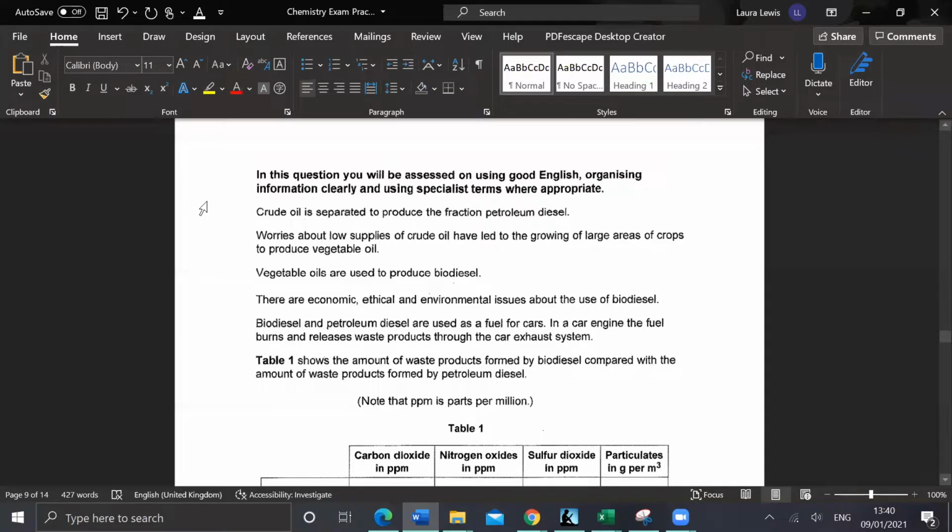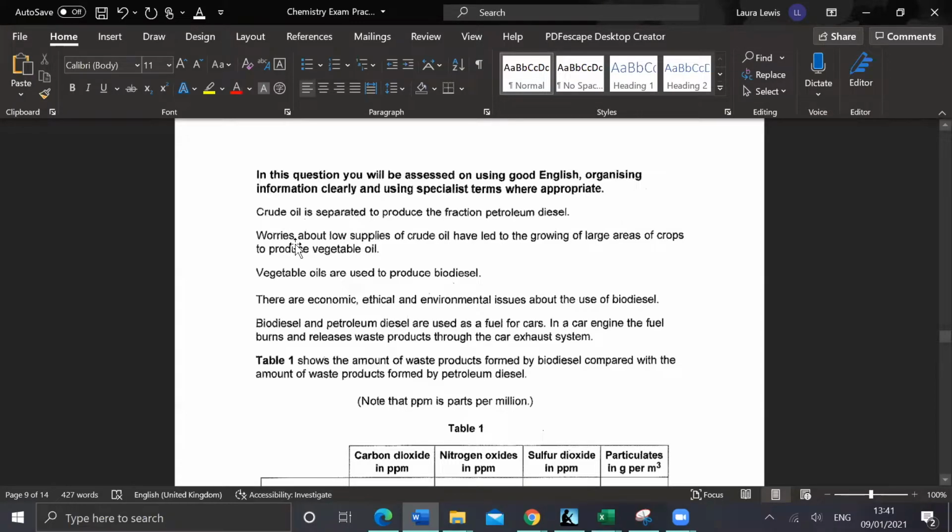So it says in this question again, it's another 6-mark question. In this question, you'll be assessed on using good English, organizing information clearly and using specialist terms where appropriate. It says crude oil is separated to produce the fraction petroleum diesel. That's something that the cars take, isn't it? I was talking about diesel a minute ago, coincidentally. Diesel's a bit heavier, a bit thicker than petrol.